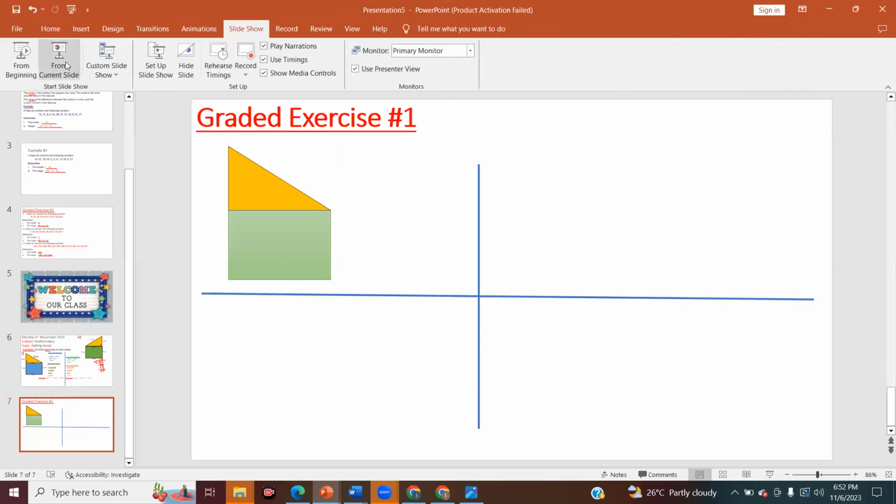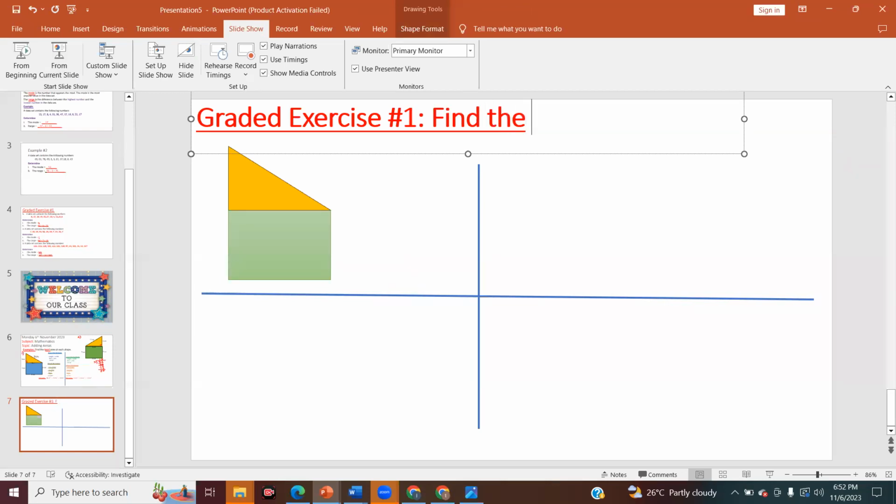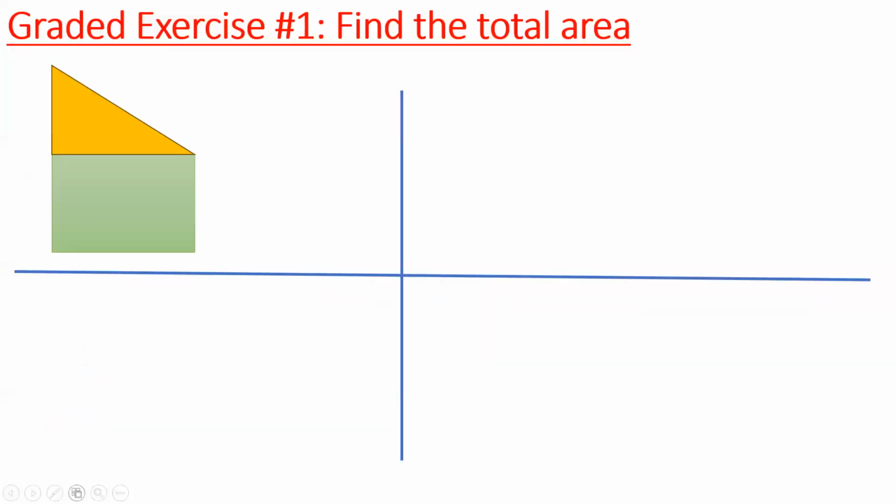All right, this is number 1. Oh, by the way, let me put the instructions. Find the total area. For this one, let's say that this is 12 centimeters. This is 9 centimeters.